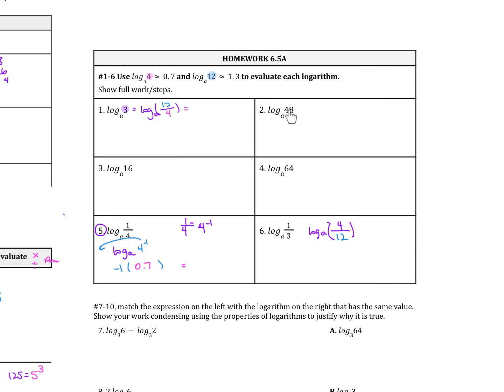And then 48, just to help you more, that's 4 times 12. 16, you can think about 4 squared. 64, you can think about 4 cubed. So if you need a little help, hopefully that helps you out a little bit more.